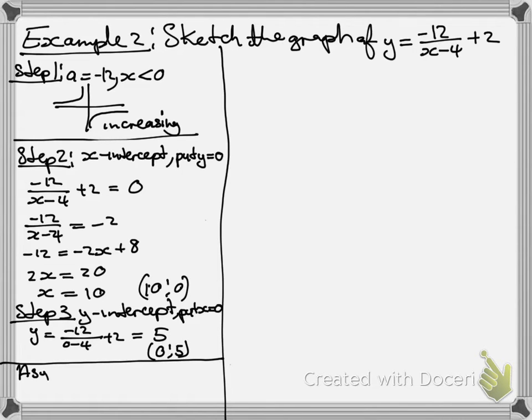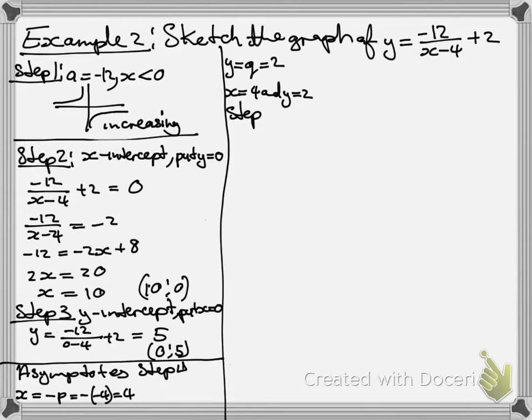And then we find the asymptotes, which is step number 4. The vertical asymptote is x equals negative p, which is x equals 4. And the horizontal asymptote is y equals q, which is y equals 2. So we have our vertical asymptote and our horizontal asymptote.